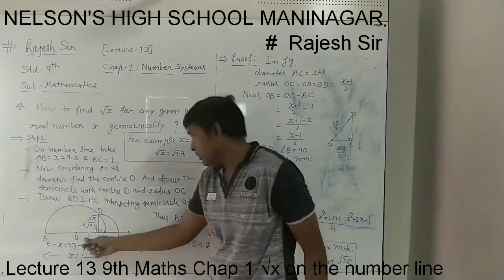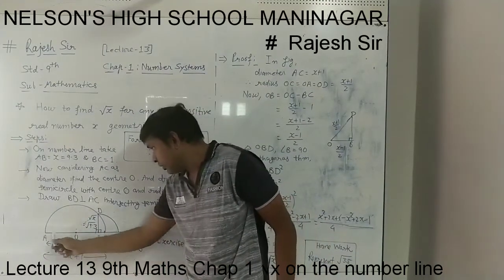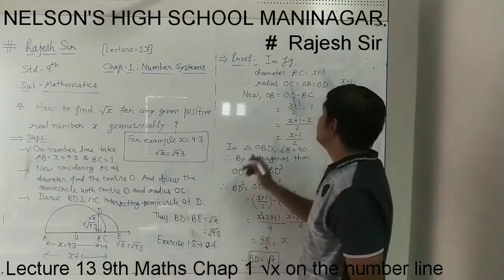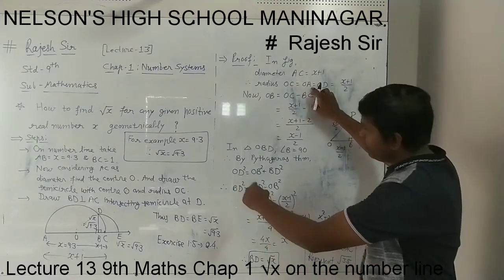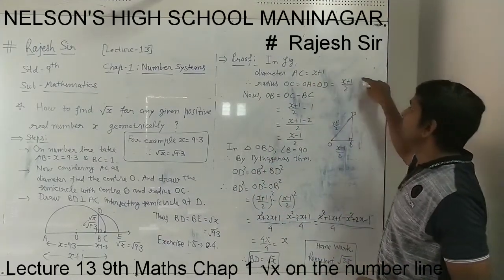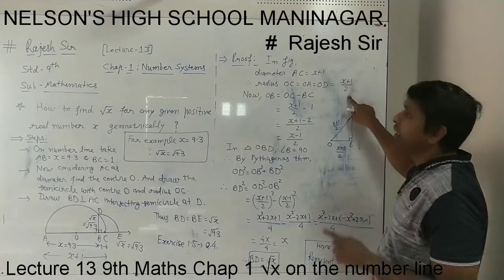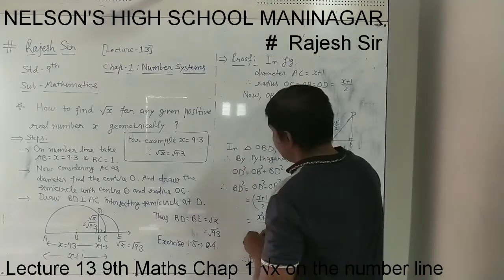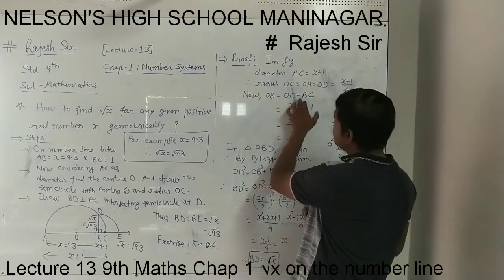See carefully. OC, OA, OD all are radii and all are equal. So radius OC equals OA equals OD equals half of the diameter. Diameter is x plus 1, so half of it is (x plus 1) by 2. Now see in the figure again, OB equals OC minus BC.